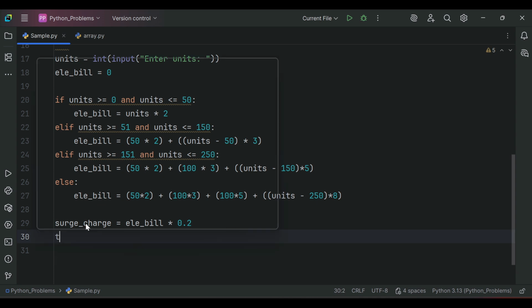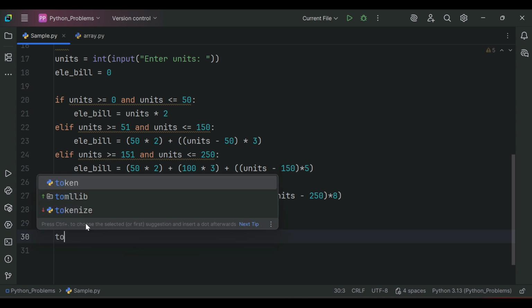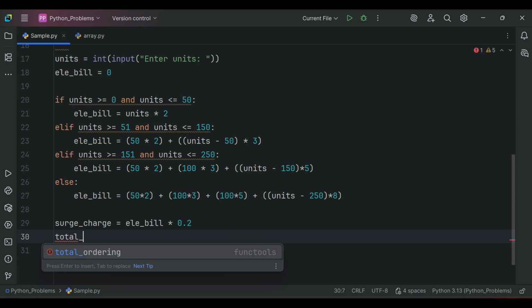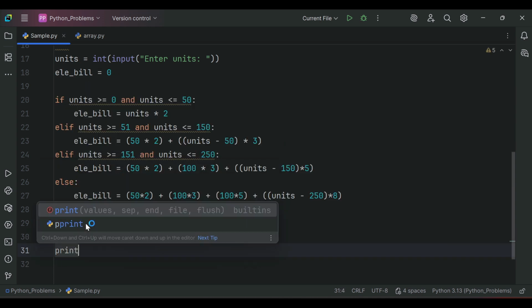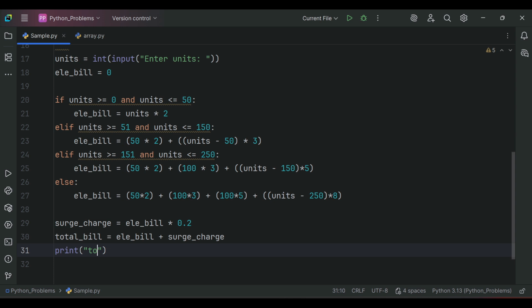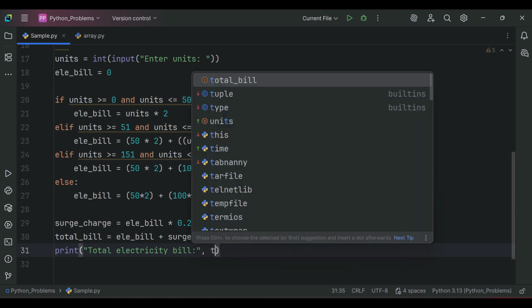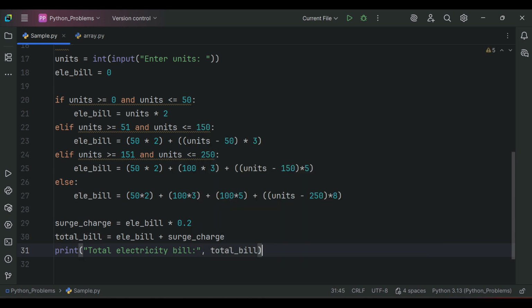Now print the total bill. The total bill is equal to the electricity bill plus surge charge. Now print total electricity bill, total bill.